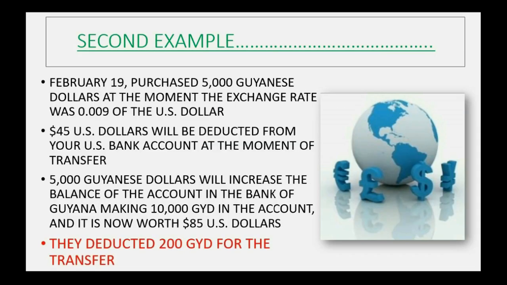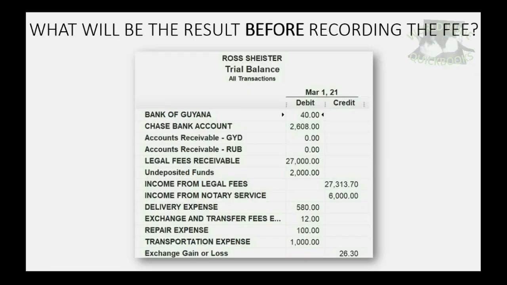So, in our second example, let's imagine this transaction, but during this transaction, they also deducted 200 Guyana dollars for the transfer. Now, you have to record the fee in a separate transaction. So let's ask ourselves, what will be the result before recording the fee? Well, the Bank of Guyana increases by $45 to become $85, and Chase Bank decreases by 45 US dollars and becomes $2,563. So that'll be the result before we record the fee.